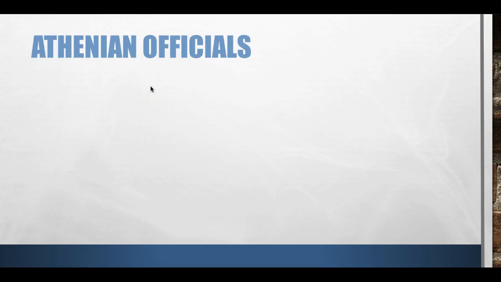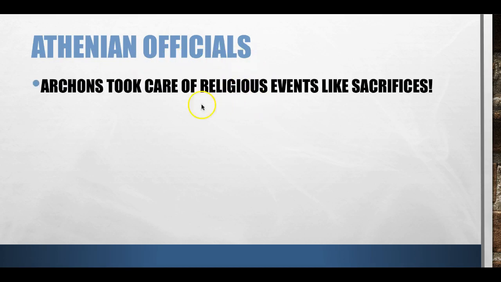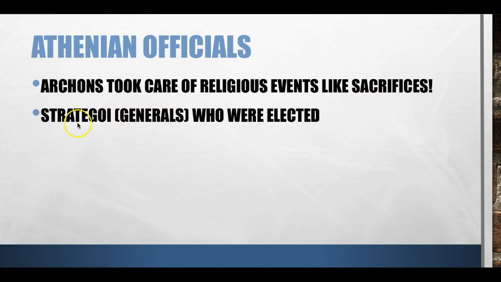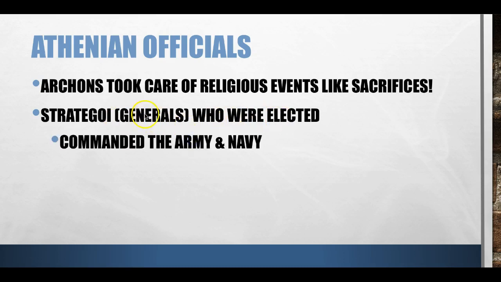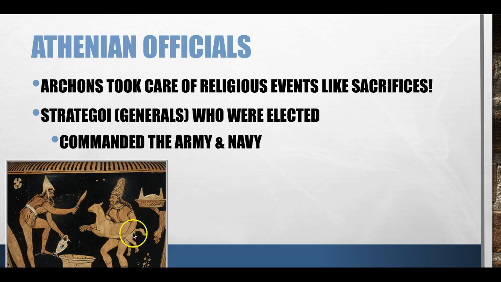Okay, this slide is titled Athenian Officials. So, there are two types of officials that we have here. This word is pronounced archons, and they took care of religious events like sacrifices. So a sacrifice is when you kill something or someone, and oftentimes other people are watching the killing of this thing or this person. Okay, and then the strategoi, or the generals, they were actually elected. So people had to decide who these generals were, and these men were in charge of the army and the navy.